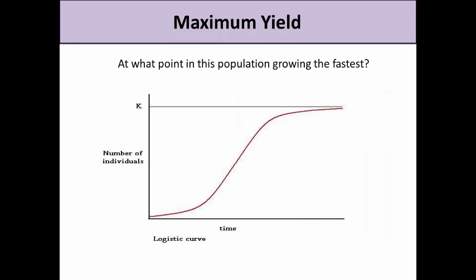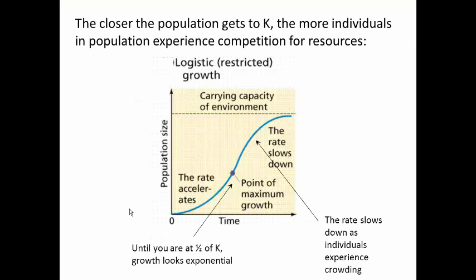So maximum yield is a really important concept when we talk about logistic growth. At what point do you think on this curve the population is growing the fastest? That means when you have the maximum number of births and the minimum number of deaths. Well, we can look at it this way. When you get to halfway to the carrying capacity, you actually are growing the fastest.